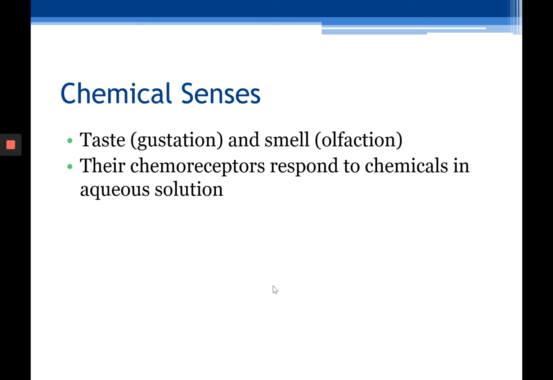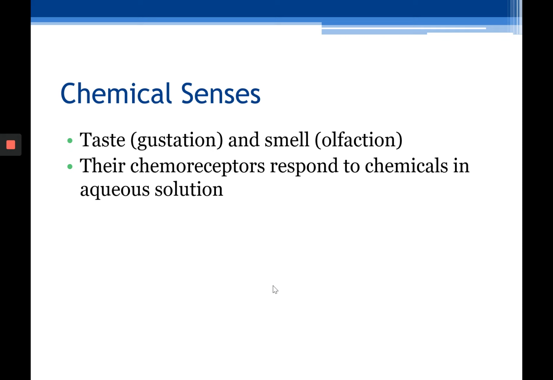Next, we're going to move on and look at our chemical senses. Taste is also called gustation, and smell is also called olfaction. Both taste and smell use chemoreceptors, and these chemoreceptors only respond to chemicals if the chemicals are first dissolved in an aqueous solution. So think about that.